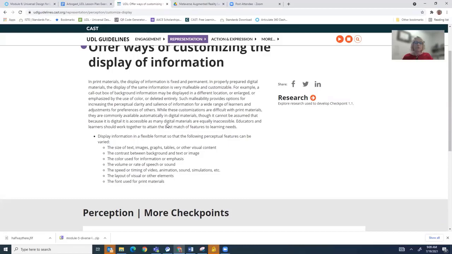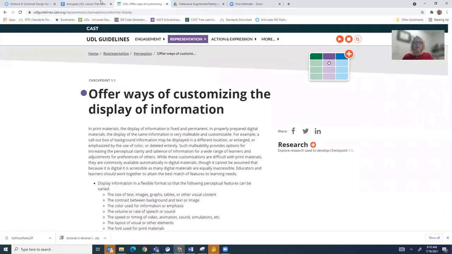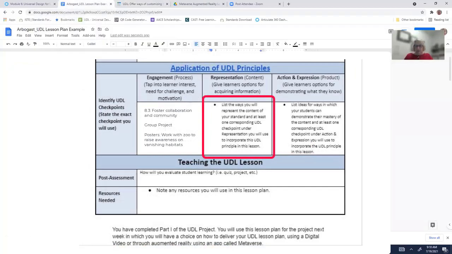Now that could be on a computer screen. It could be that you have giant posters or handouts to go along with something. It could be that you have transcripts for videos. But in this case, I do like this, so I'm going to use that checkpoint. So the checkpoint 1.1 is to offer ways of customizing the display of information.